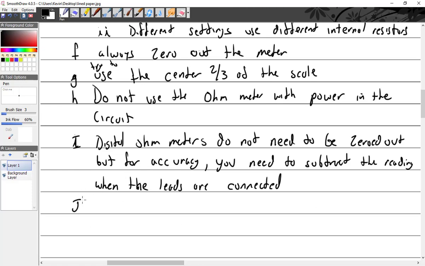And last point here, there's a thing called a megometer. There's no A.